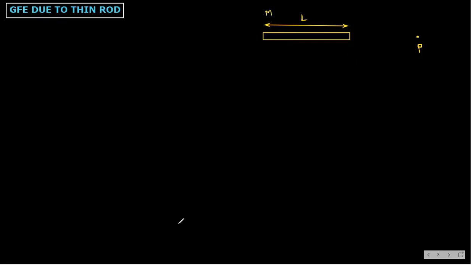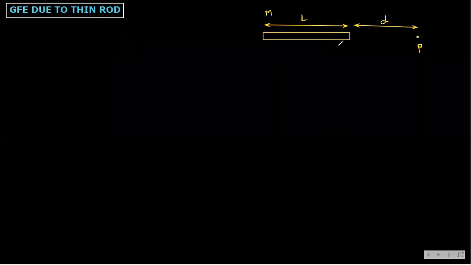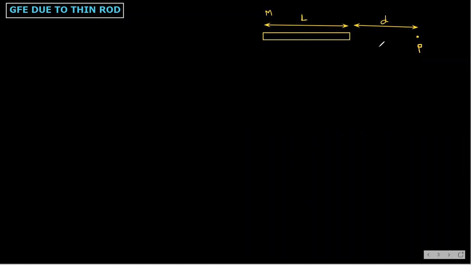Now I want to find gravitational field intensity due to this rod at point P, which is at a distance, let us suppose D, from one end of the rod. You can see in the diagram, from this end. Clear? Understood? What is the question? We have to find gravitational field intensity at point P due to a thin rod whose length is L and mass is M, and the distance of the point from one end is D. Is that clear?